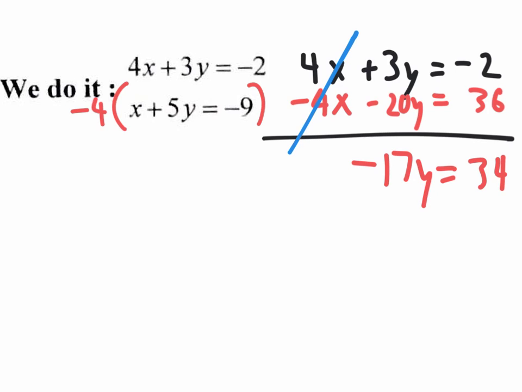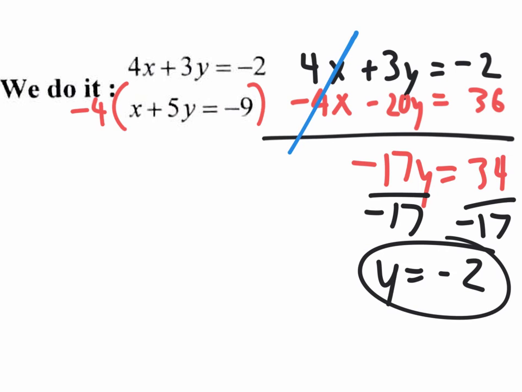Now that negative 17 kind of scares me, but when I divide by negative 17, what happens? y equals negative 2. Boom, easy, nice answer. How do I find the other answer, guys? Plug it in. And into which one? Any one, right? Any equation you want. I mean, both look easy. Which one do you want to plug it into? Second one? Sure, why not? The bottom one. It says x plus 5y, but instead of y, what am I going to put? Negative 2, equals negative 9.